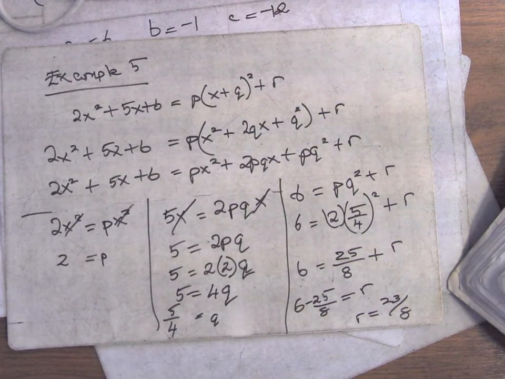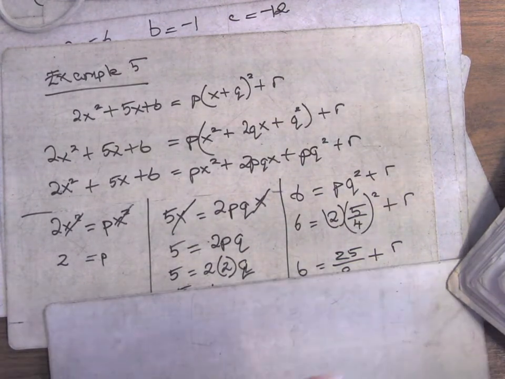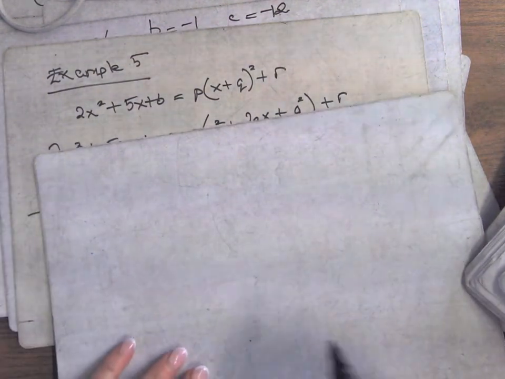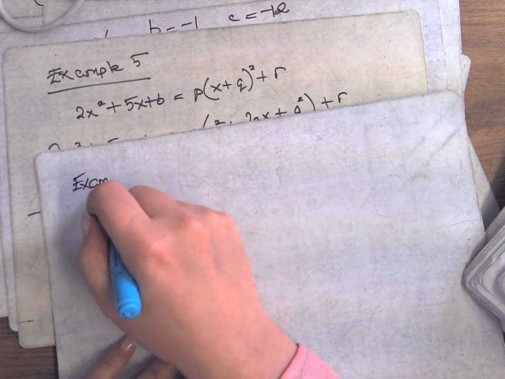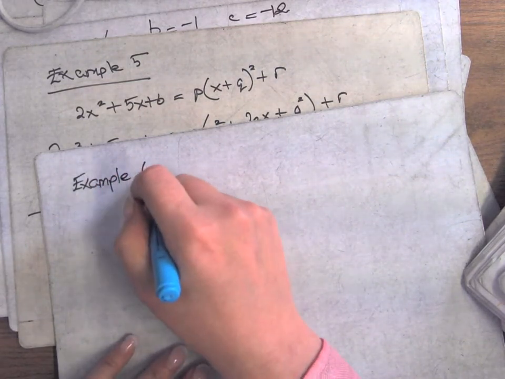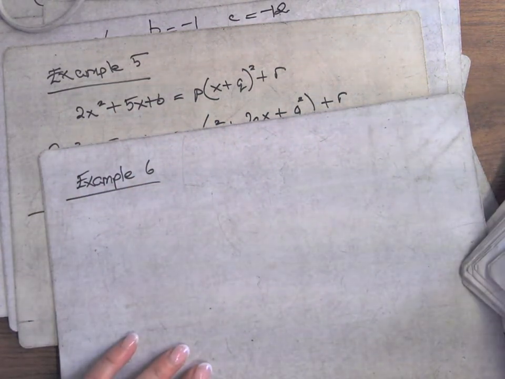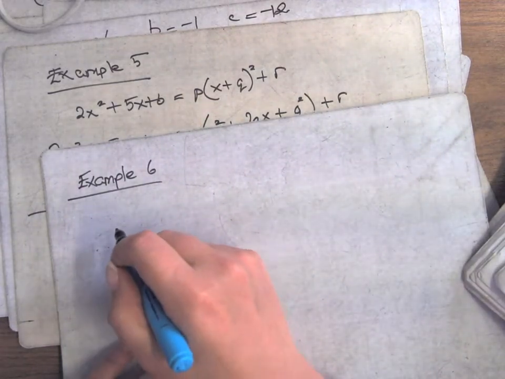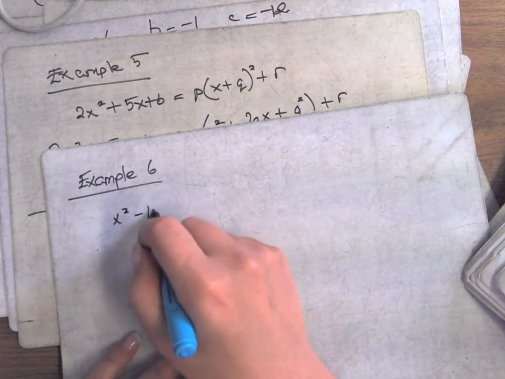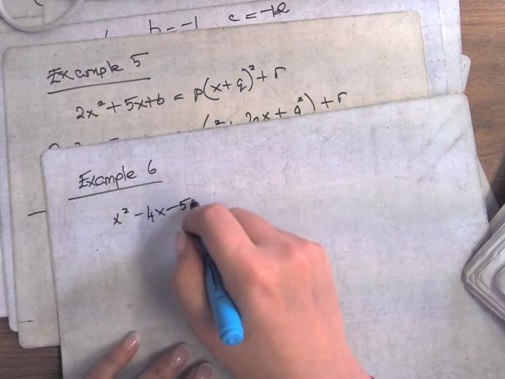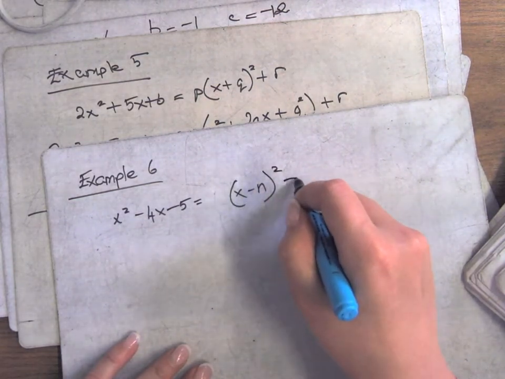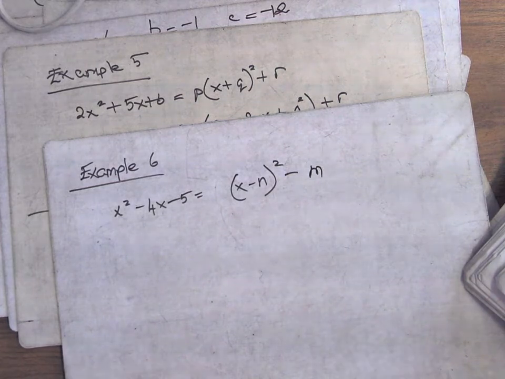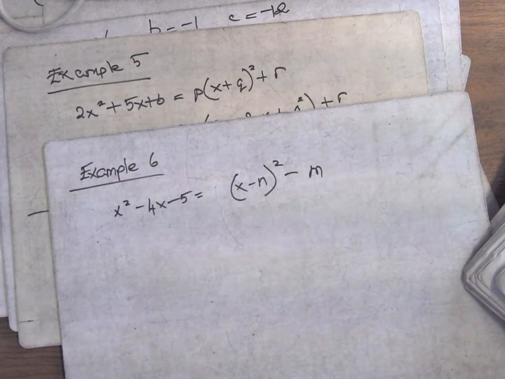Will I keep going with the examples or do you want to try a few? Will I do one more example? So, example 6. I'm taking this out of the book as well. So if x squared minus 4x minus 5 is equal to (x minus n) all squared minus m, find the values of m and n. Right, okay?